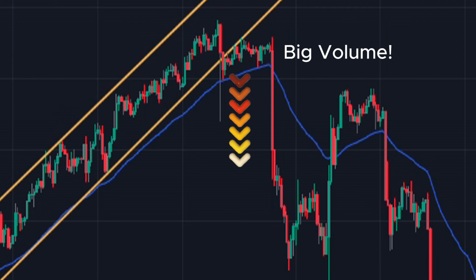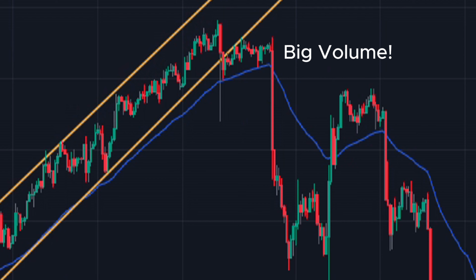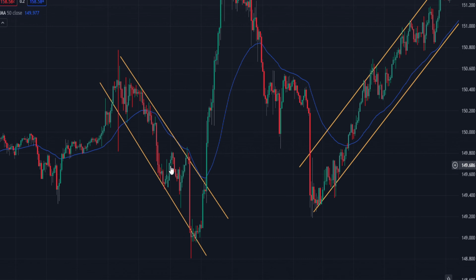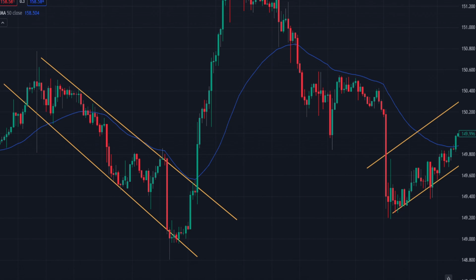Volume confirmation. Optionally, consider volume confirmation. A breakout accompanied by high volume suggests strong market participation and increases the validity of the breakout signal. Example trade. Let's walk through an example to illustrate.